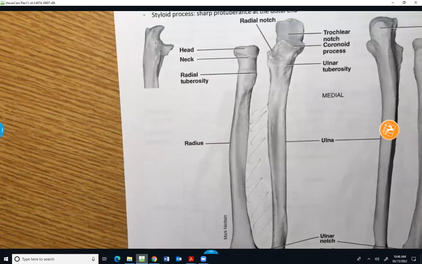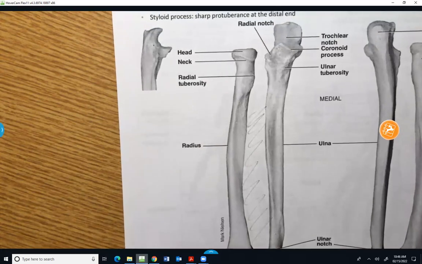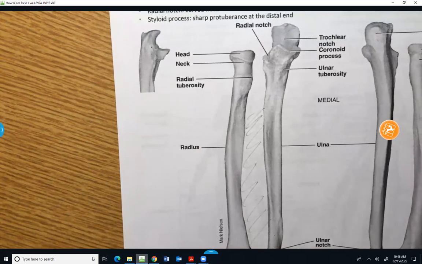Okay. The two bones are the radius and ulna. The radius is on the thumb side. Ulna is on the pinky side. If you think about anatomical position, you would know that the ulna would be what? Medial or lateral?